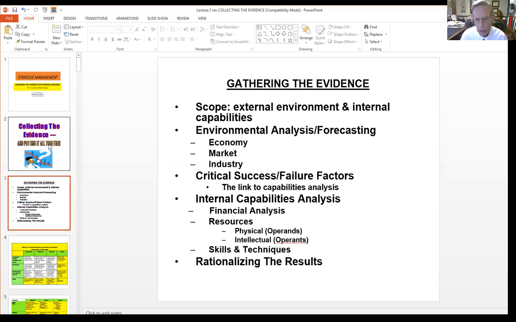And finally, at the end of the second video in this series, we'll talk about some schemes, some techniques to bring together these two parts of the analysis, the external analysis, internal capabilities. How do we bring them together so that they fit together in order to make a good strategy? And there are some techniques to rationalize the external environment, the way we see it shaping up, and what our capabilities are, and to match them so that they make a good fit. When we have a good fit, chances are we'll have a good strategy.